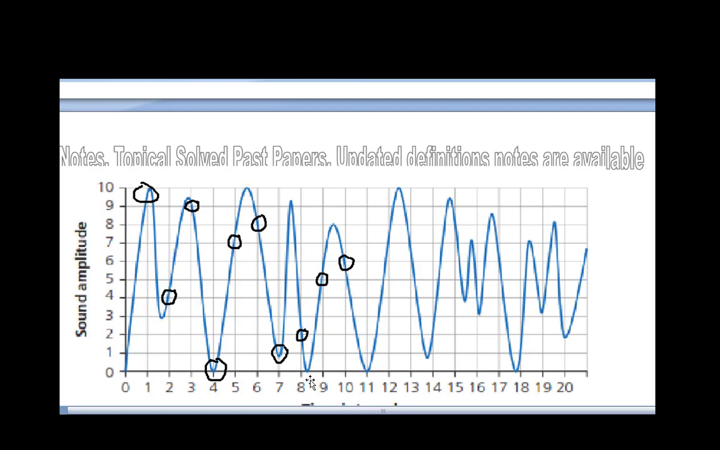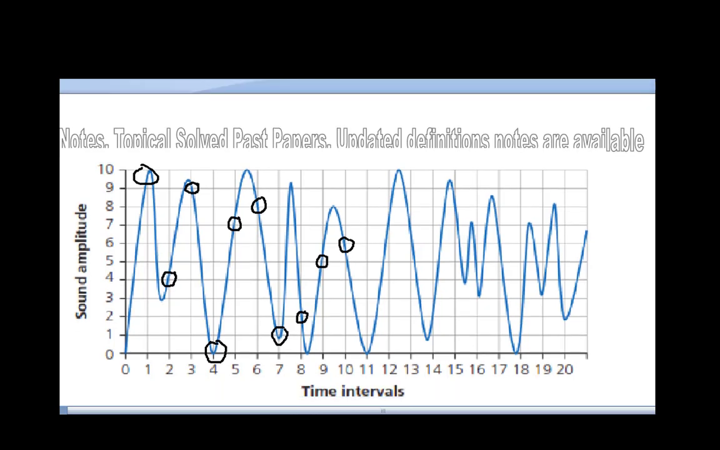Now let's check time interval 8. Time interval 8 is touched here, and let's see which position this line goes to. Its sound amplitude is 2. In the same way, for time interval 9, let's stop here because the line is touched here, and let's see where this line goes. It goes to sound amplitude 5. So this is the way we can point out the graph values using time interval and sound amplitude.